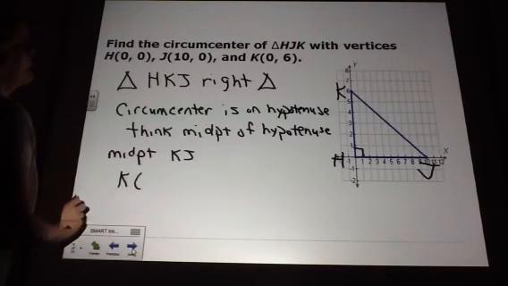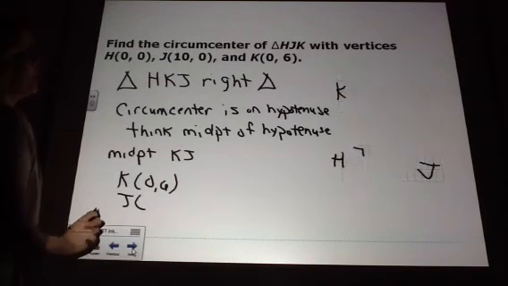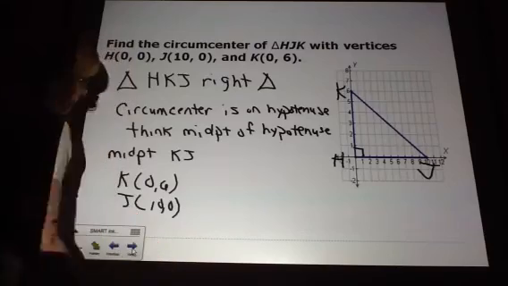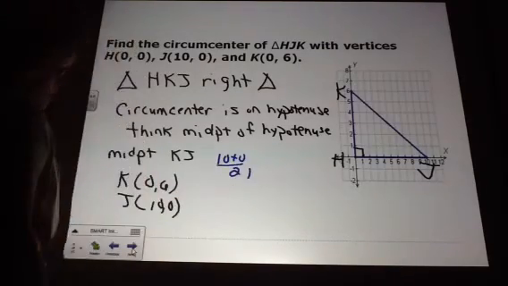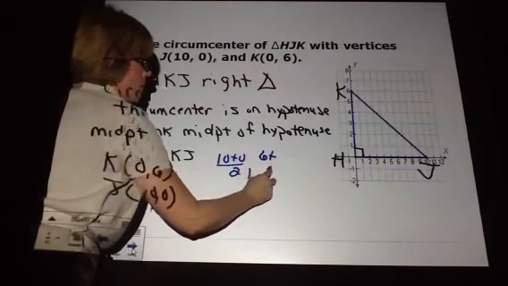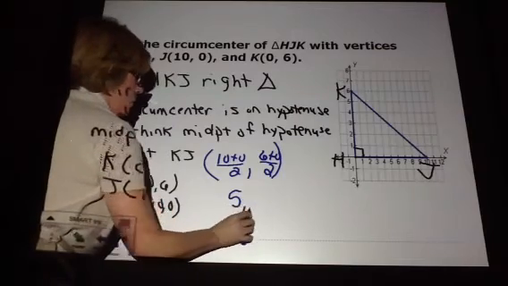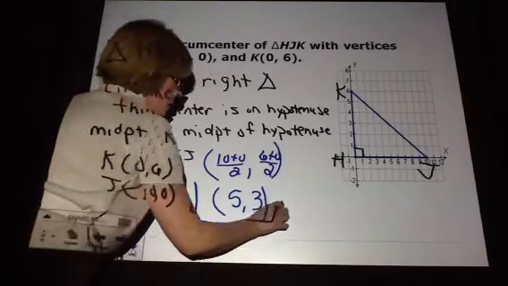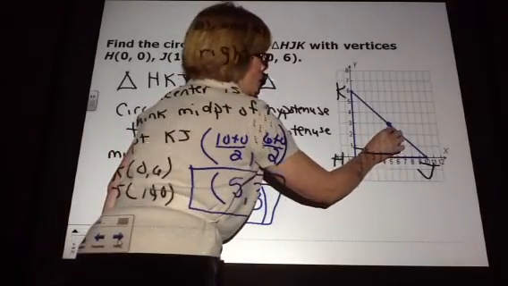Well, K is (0, 6) and J is (10, 0), so let's do midpoint formula here. So we've got 10 plus 0 over 2, and we've got 6 plus 0 over 2. When you simplify that, you get (5, 3). And this is your circumcenter. Let's check it. Right 5, up 3, it's going to be about right there.